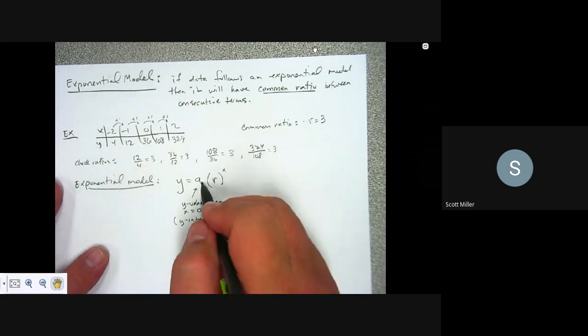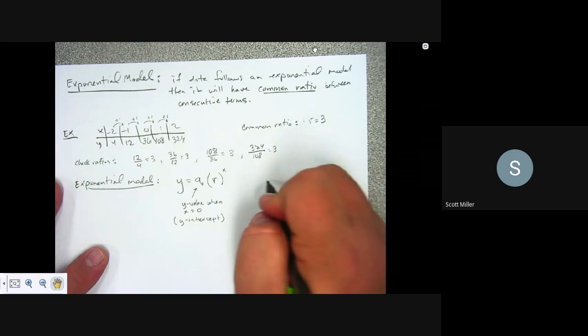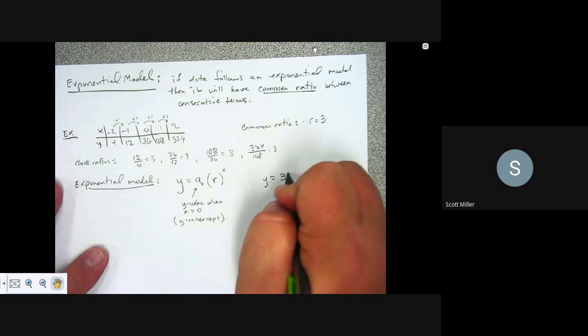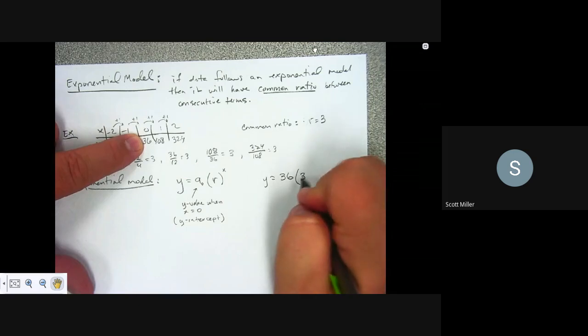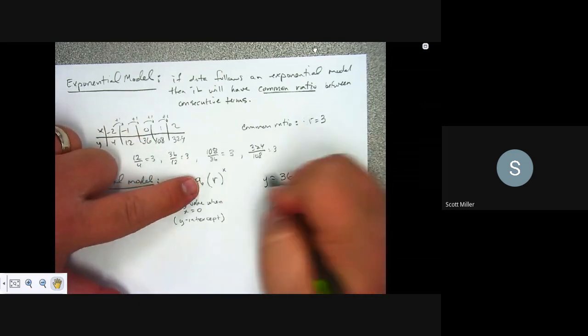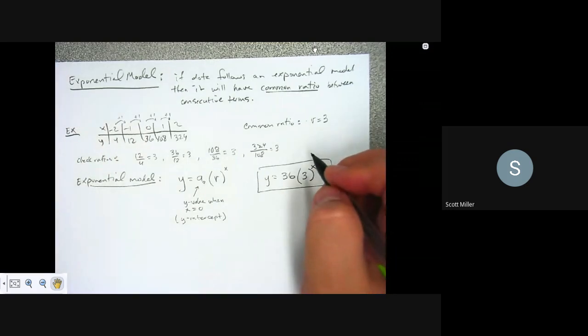Okay? If I have the y-intercept, which I have right here, then use it in your model. So my model from all this information is going to be y equals 36, because that's the number at the 0, times 3, because that's the common ratio, to the power of x. And this is the model for that table.